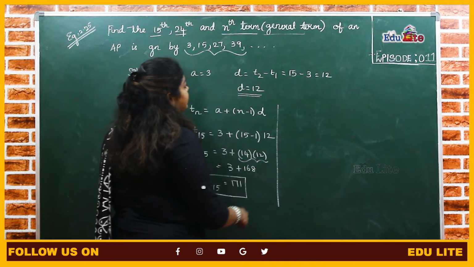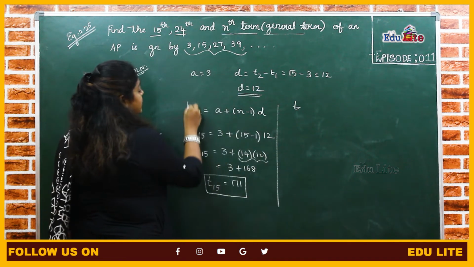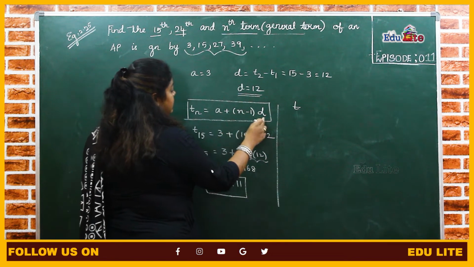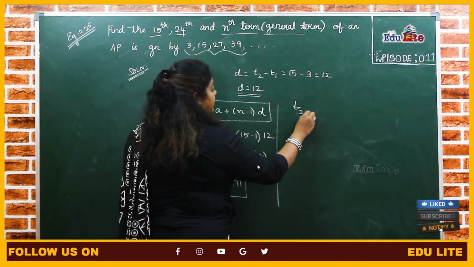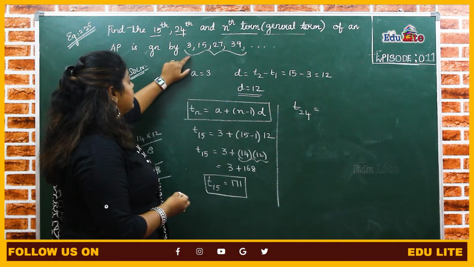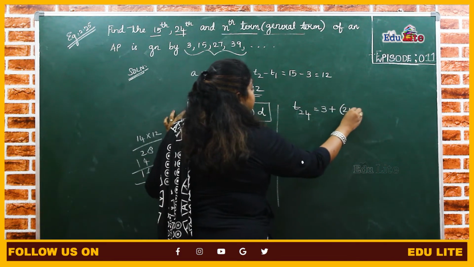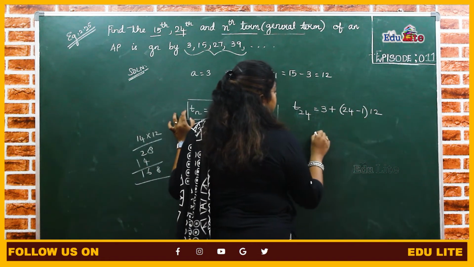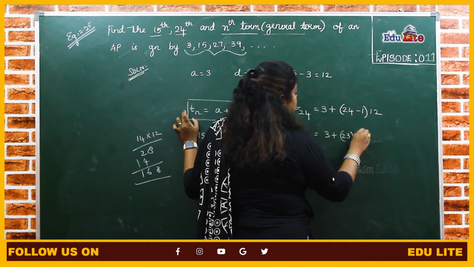Similarly, using the same steps, we will find T24. To find T24, we will use the same nth term, Tn is equals to A plus n minus 1 into D. To find the 24th term, in place of n, we substitute 24. Therefore, T24 is equals to A value according to the given sequence, which is 3, plus n minus 1, which is 24 minus 1, and the D value according to the sequence, which is 12. So, 3 plus 24 minus 1 is 23 into 12.